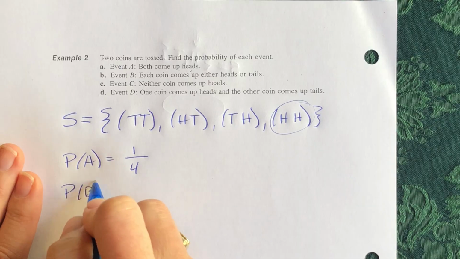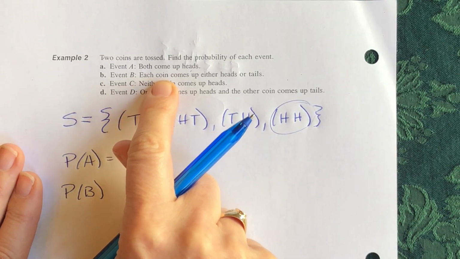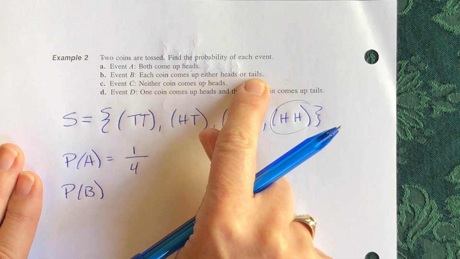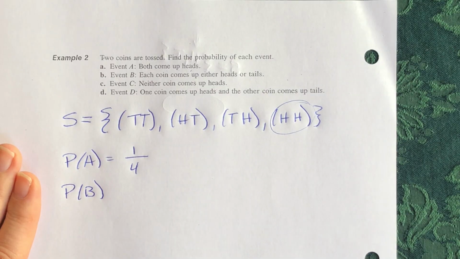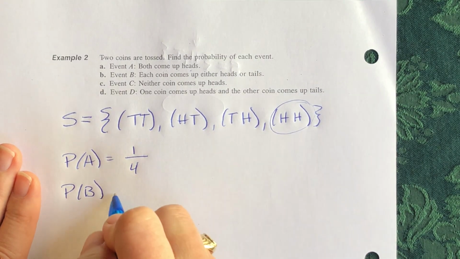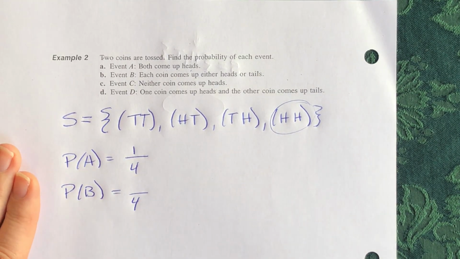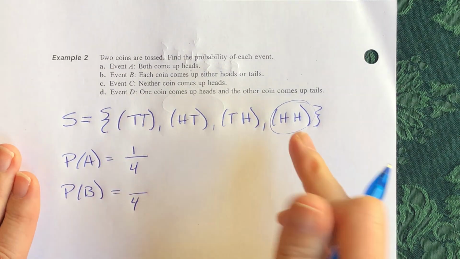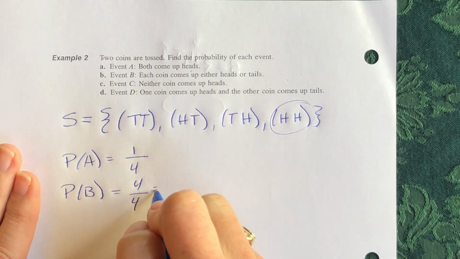Probability of event B. Each coin comes up either heads or tails. Well, wait a minute. I have 4 possible outcomes. Aren't they all heads or tails? So that would be 4 out of 4, which is 1.